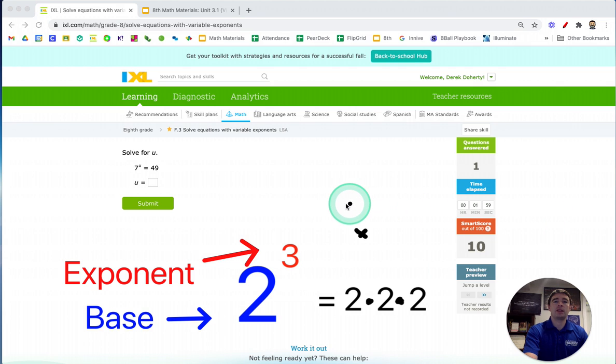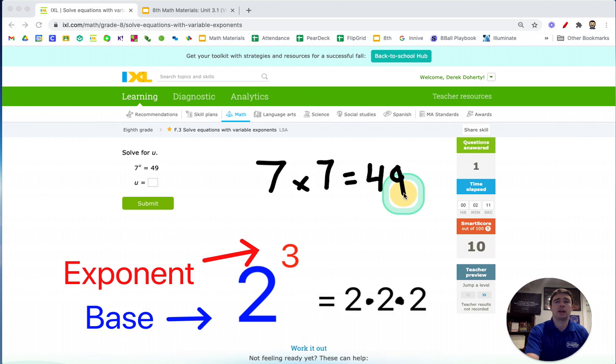Our next question says 7 to what power equals 49? So I'm going to just start writing out 7 times 7 as many times as I need to get to 49. And when I do 7 times 7, right away, with those 2 copies of 7 multiplied, I get 49. So that tells me my answer here must really be 7 squared. 7 squared, or 7 to the second power, is the same thing as 7 times 7.